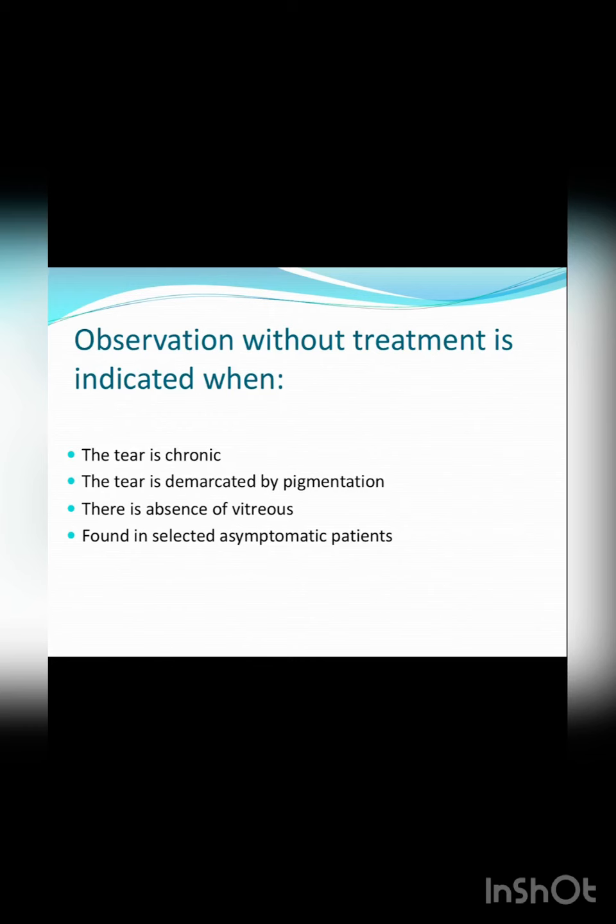Without treatment, observation is indicated if the tear is chronic, the tear is demarcated by pigmentation, and there is absence of vitreous traction, found in selected asymptomatic patients. So it's not necessary that the patient is treated on diagnosis of RD. First of all, we have to observe the patient, the fundus, without treatment, and see what the findings are.